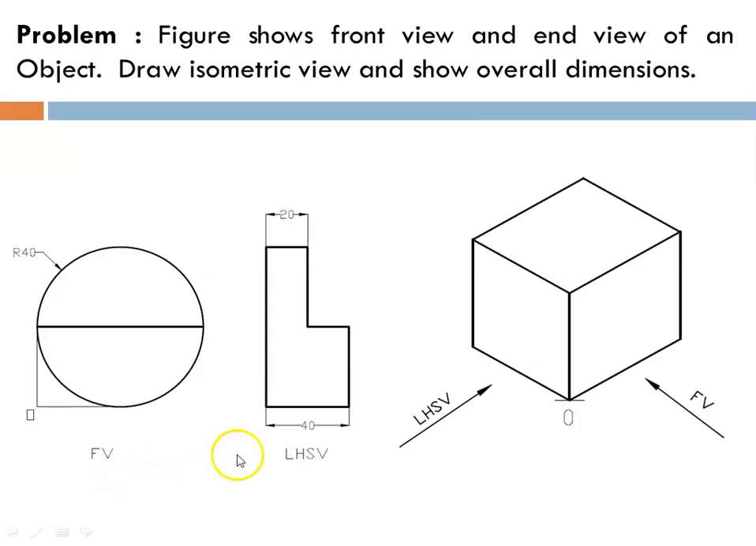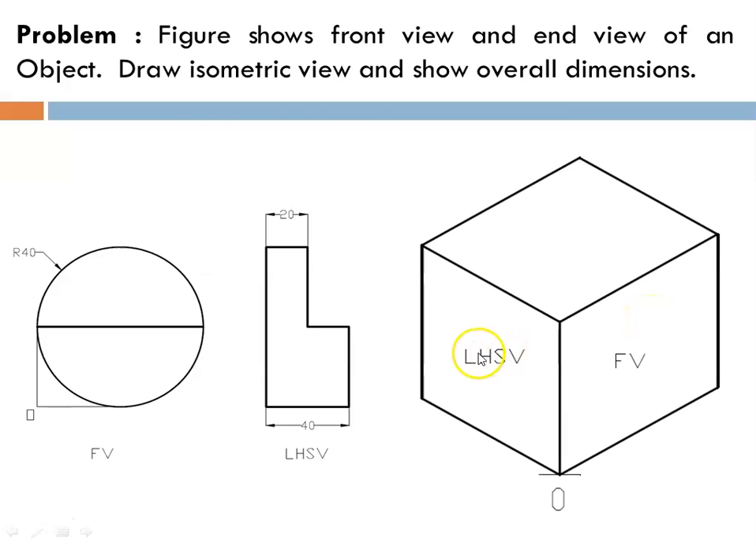Here, front view and LHSV. The front view is this one, the observer is exactly opposite to this, hence this plane becomes the left hand side plane of the object. With the help of this you can conclude that if LHSV is given, then you have to draw this view on the left of the origin, and if it is RHSV, then you have to draw that side view on the right side of the isometric box. So here I have mentioned LHSV and the front view. This plane is for the left hand side view and this plane is for the front view.